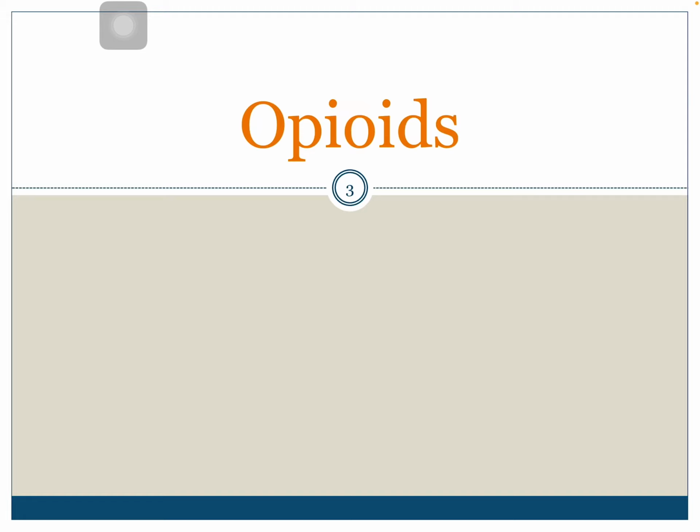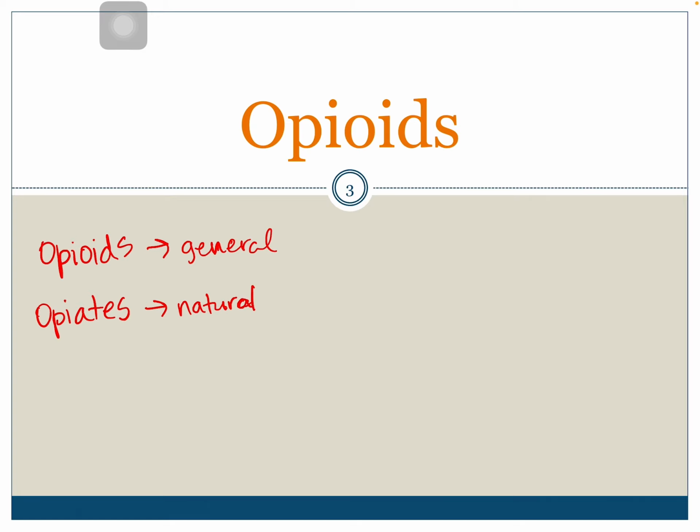Now, one thing I want to make sure that people understand is that there are two terms that we typically use when talking about opioids. There's opioids and there's opiates. Opioids and opiates are often used interchangeably, but there is a difference between the two. Opioids is a very general term and includes all the different types, whereas opiates just refer to natural types of opioids, okay? So these are ones that are binding to our natural receptors that occur naturally.